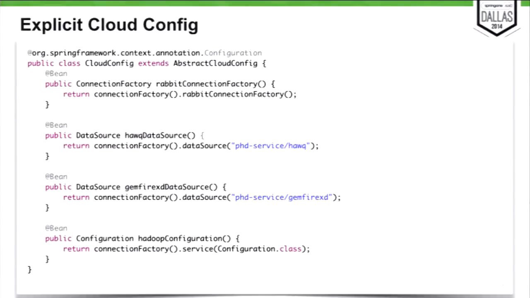So in this case, I have a cloud config, and I need 4 beans. One for RabbitMQ, one for Hawk data source, another one for Gemfire, and another one for the Hadoop part of it.